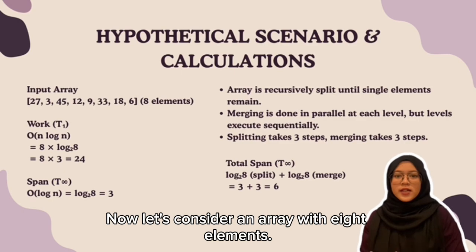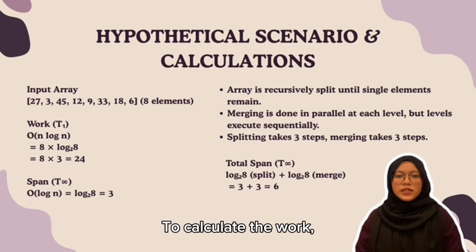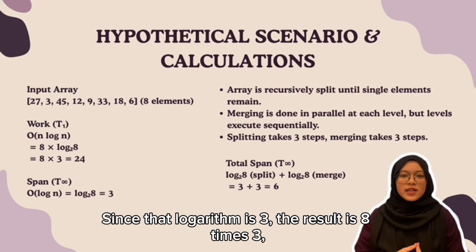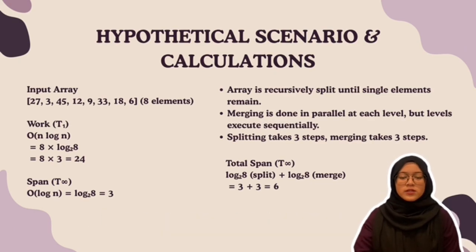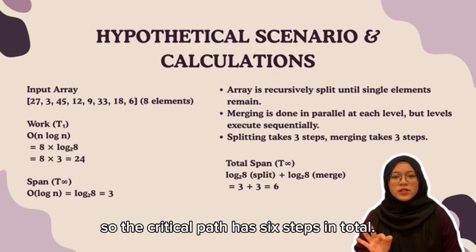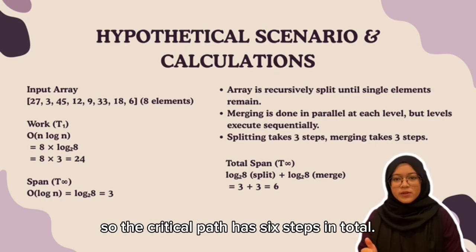Now, let's consider an array with 8 elements. To calculate the work, we multiply 8 by the base 2 logarithm of 8. Since that logarithm is 3, the result is 8 times 3, which equals 24 total operations. To calculate the span, splitting takes 3 steps and merging takes another 3, so the critical path has 6 steps in total.